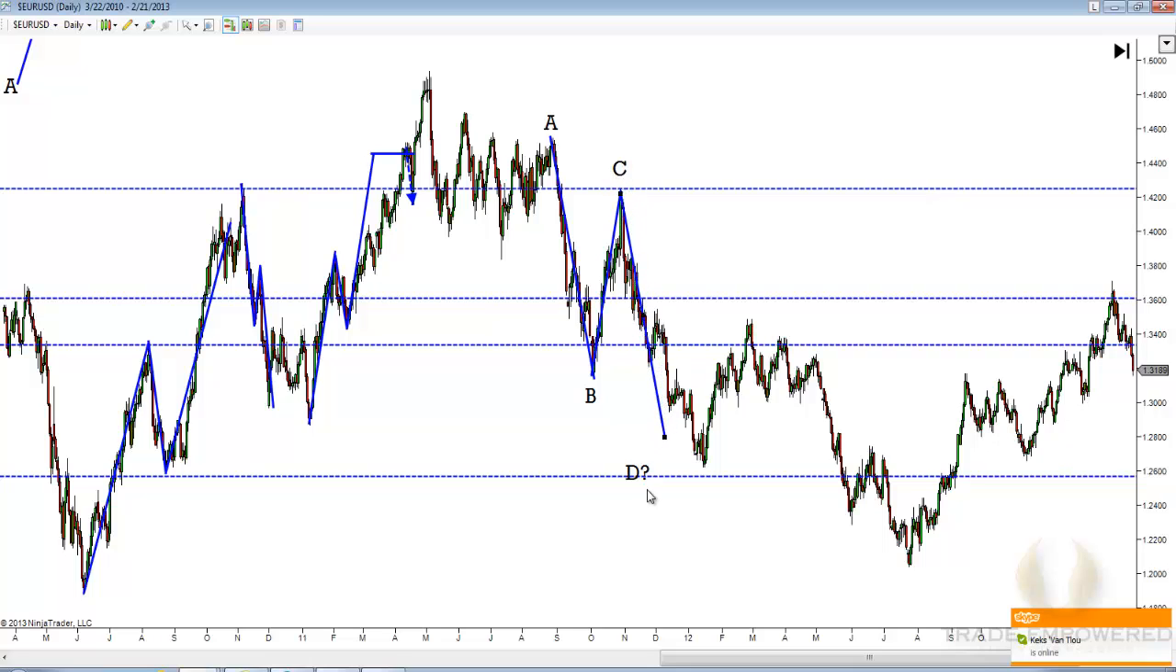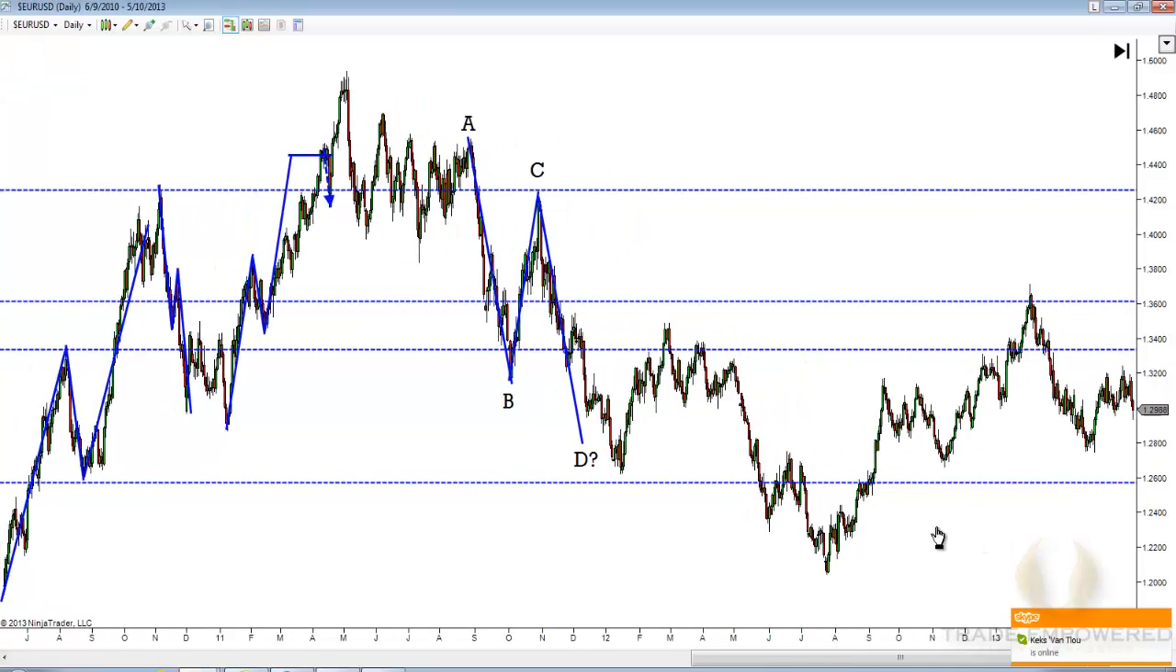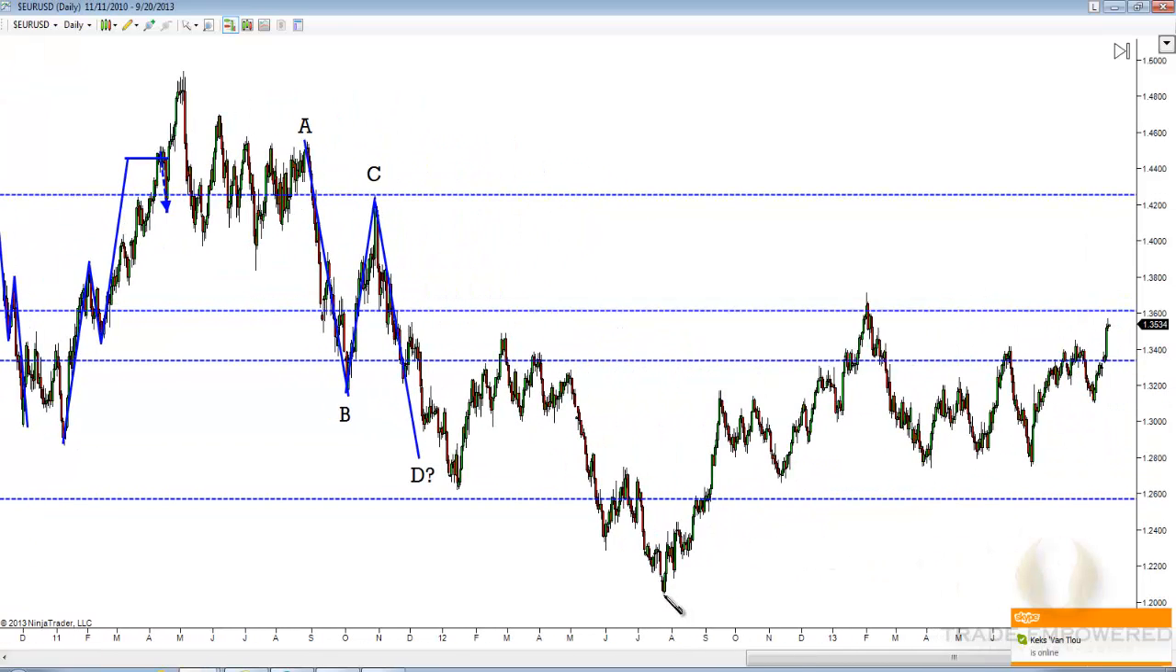Attach that to our C leg. And what do you know? Completion right in this level. Over and over again. You can see them all over the place. A to B. B to C. Copy and paste. This time we come up a little bit short, but you can see right in this general zone.